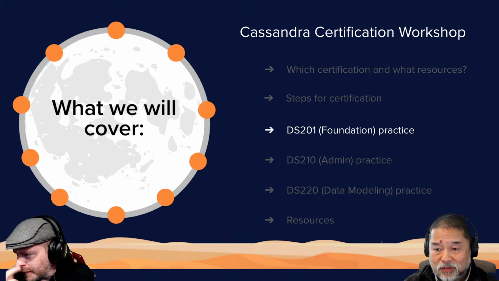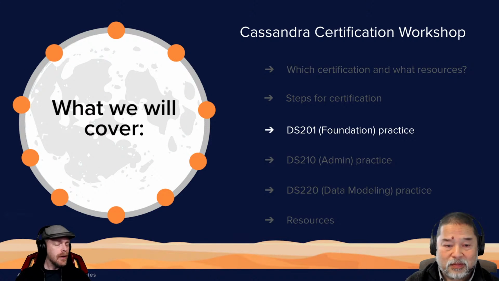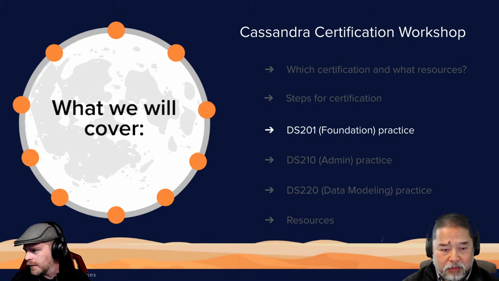SciCam, I see that someone answered. There's no expiration on the certificate itself. So if you pass and you get your Cassandra certification, that's not going to expire. Now, note that the certification is for Cassandra 3. Cassandra 4 is coming very soon, and there will be certifications for that. So we encourage you to get that certification once that happens as well. But the certification itself won't expire.